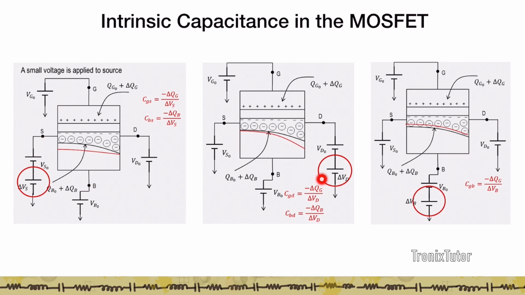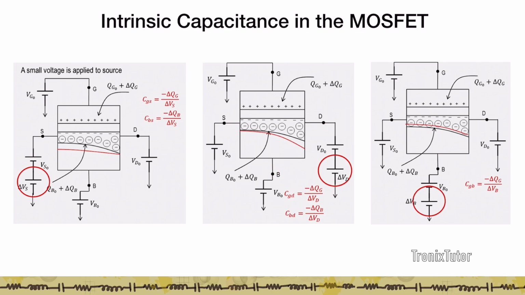In the next case, suppose I want to see how a change in the drain voltage affects the charges. What you see is similar to the source. When I apply a change in the drain voltage, that change is associated with a change in the total charge present in the semiconductor. This changes the depletion profile near the drain end of the channel. This increased charge will also show up as a change of charge in the gate. So again, when the drain wiggles, you have a capacitance between the gate and drain, and a capacitance between the substrate and the drain.